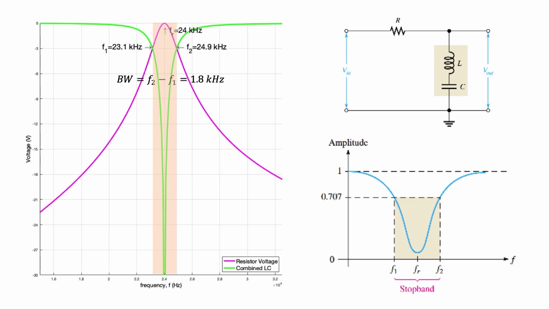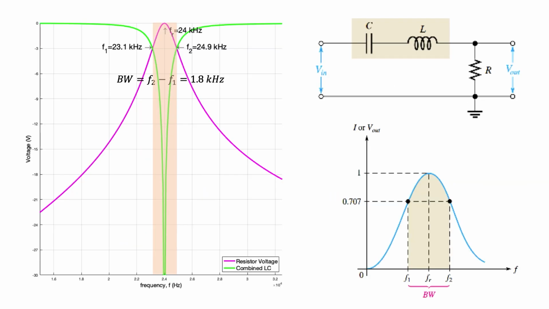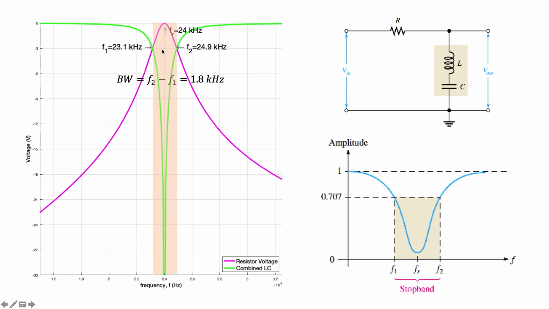If we now take the voltage output across the inductor and the capacitor, we then refer to the green curve in the figure. The region between the cutoff frequencies does not allow the passage of the input signal.